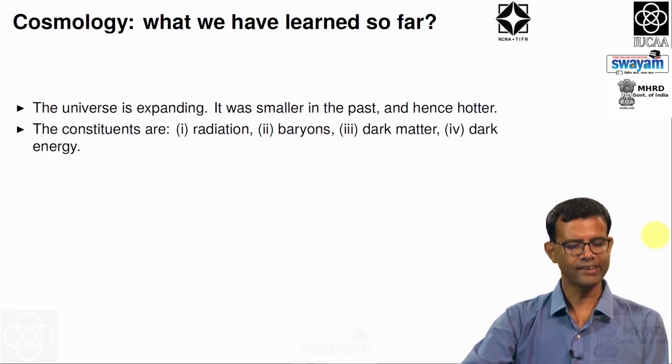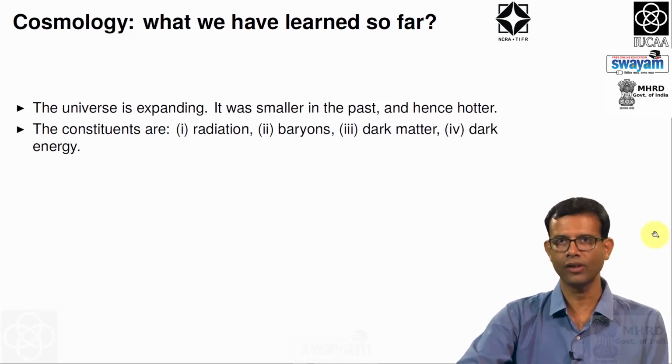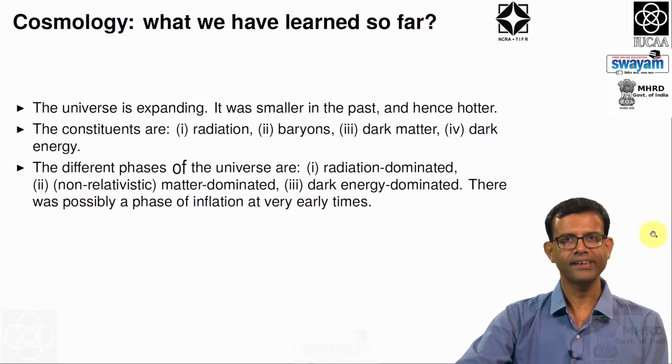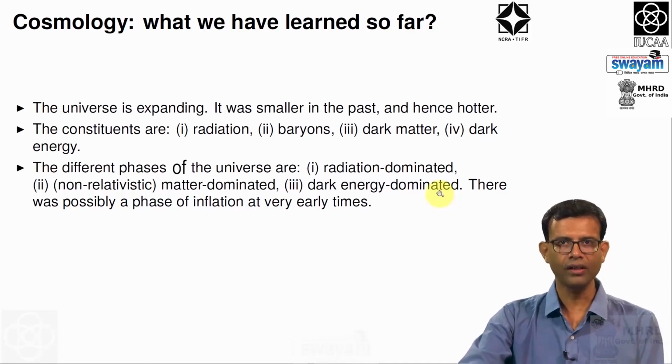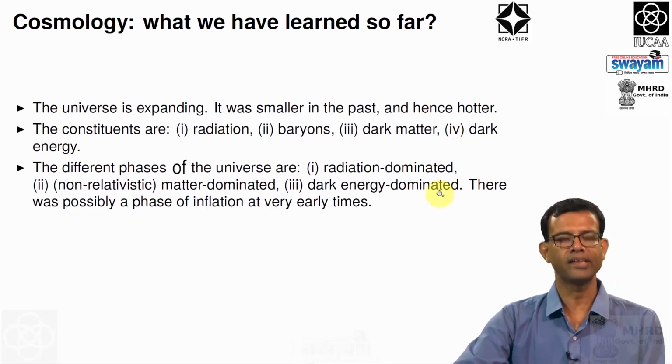We also have discussed that the constituents of our universe are mostly radiation, the baryons, the normal matter, the cold dark matter which is also non-relativistic, and dark energy which we have no idea about. The different phases of the expansion of the universe are the radiation dominated phase, the non-relativistic matter dominated phase, and the more recent dark energy dominated phase. There was also possibly a phase of inflation, a rapid expansion phase at very early times, but this is something which we do not understand very well.